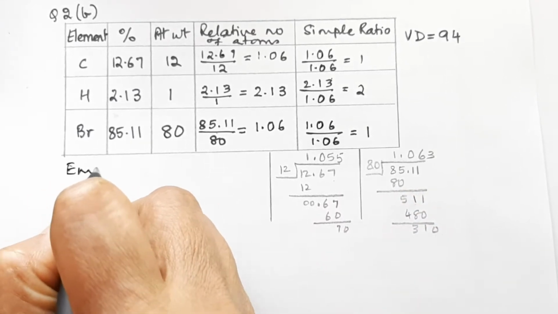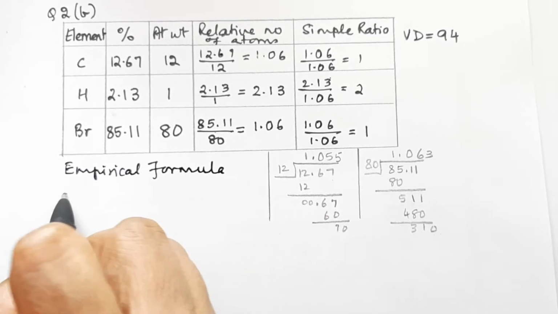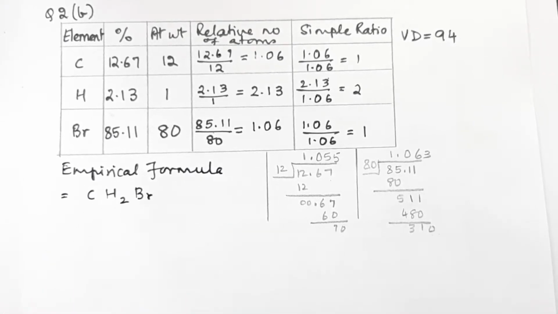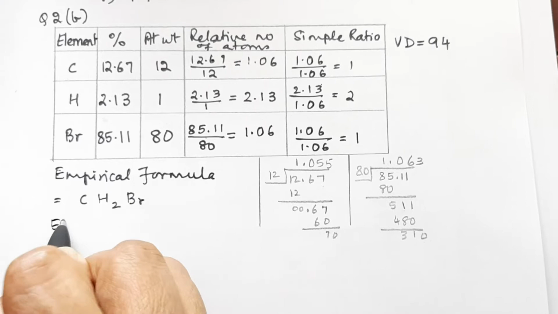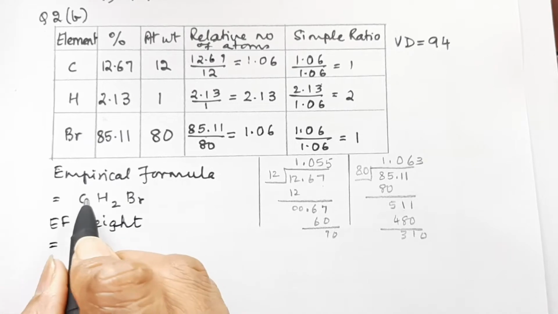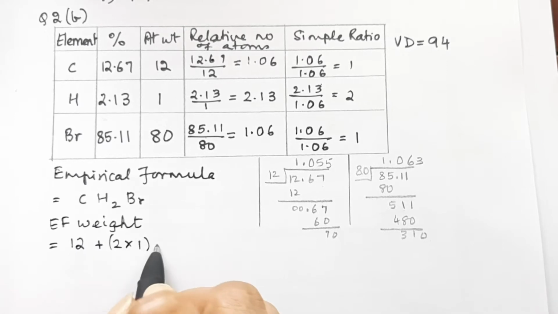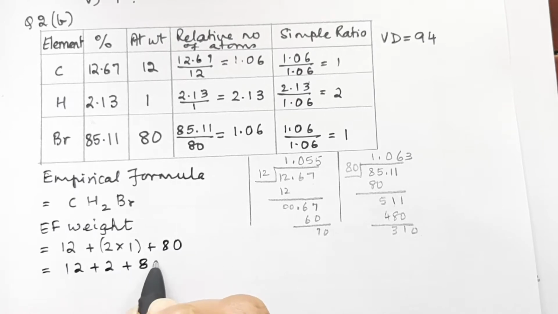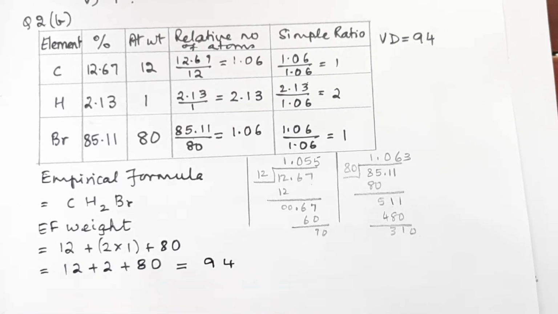So we will write empirical formula, and that will be CH2Br. But now we are expected to find its molecular formula, right? So we have to find empirical formula weight, which will be equal to C means 12 plus H2 means 2 into 1 and Br is 80. 12 plus 2 plus 80. That gives us 94 as the empirical formula weight.